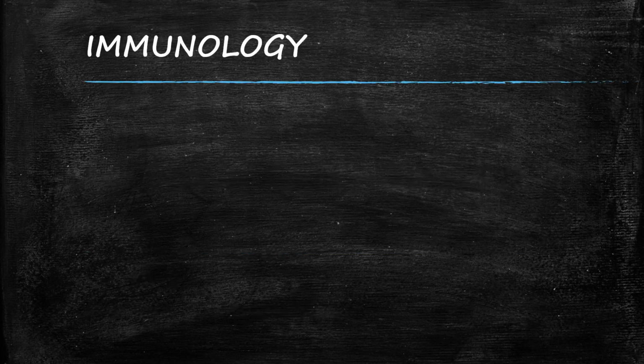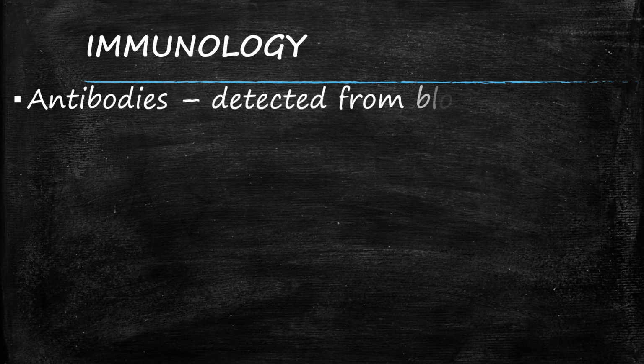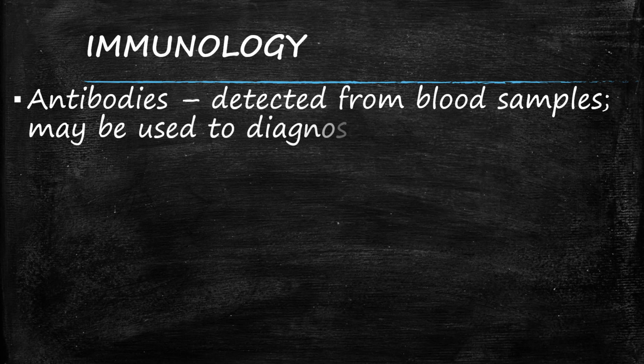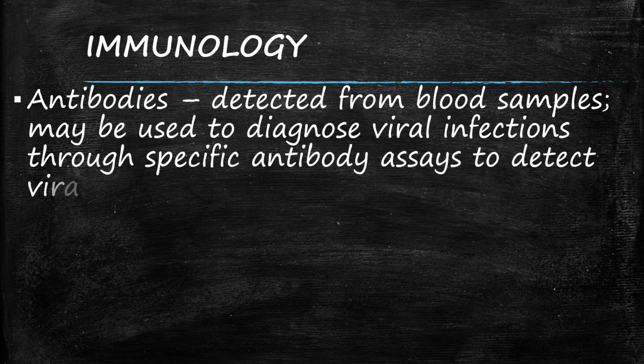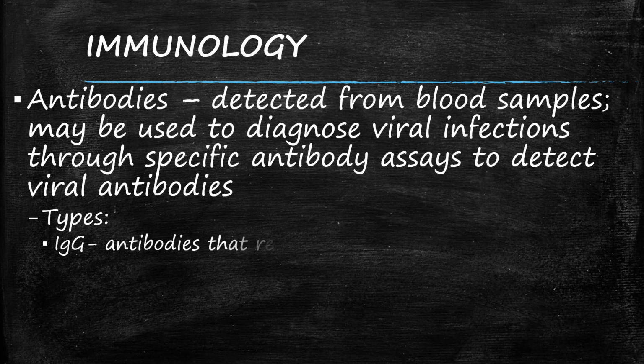So we'll start off with immunology. And in immunology, we talk about antibodies and antigens. Antibodies are the good things that our bodies make to help us to fend off the antigen. In blood samples, we look for antibodies so that we can diagnose a variety of infections, specifically viral infections, because they're hard to culture.